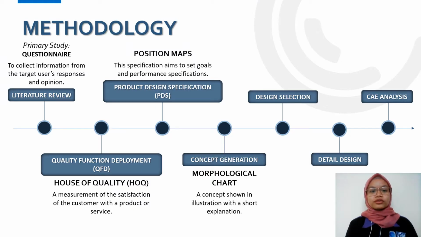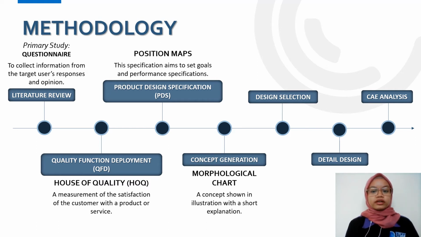Move on to the next chapter, which is the methodology that I use in completing this project. Basically, I'm using the method of product design development, PDD. I start with a literature review to study all the information and data about the hand dryer, divided into two categories, which are primary study and secondary study.